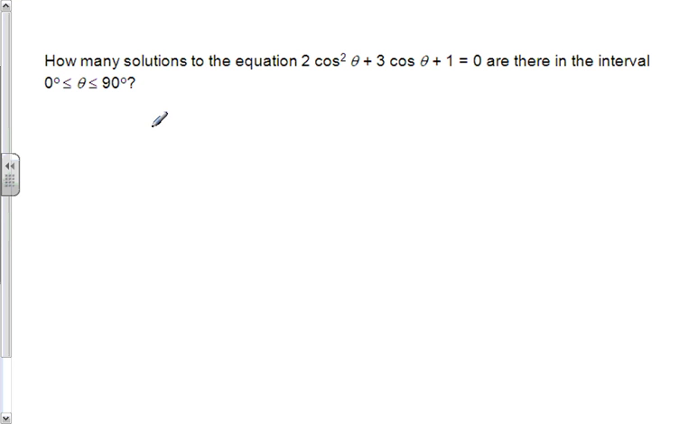We probably can find the solutions. I might even mention what they are, but we're going to see which ones and how many there are going to be between 0 and 90. All right, so we begin with this one. We're going to factor it just like before.